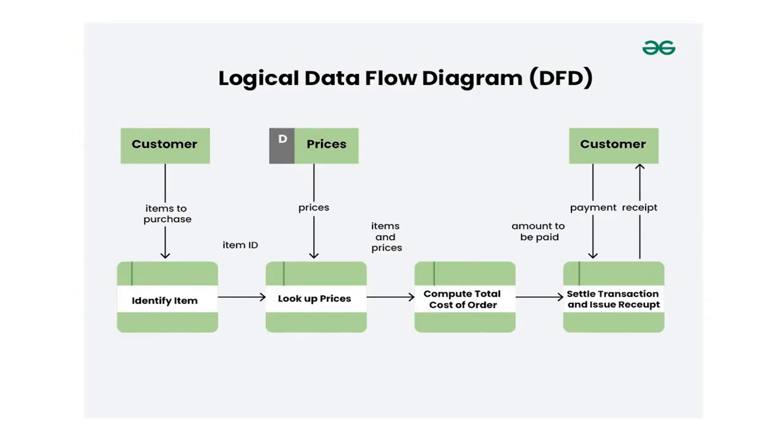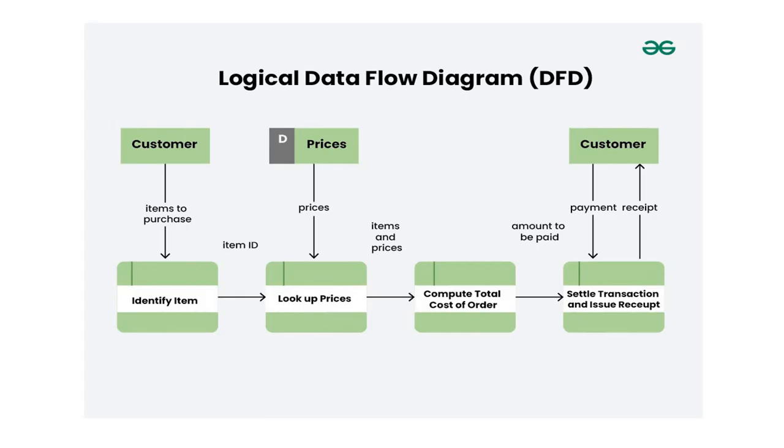So this is a logical data flow diagram in which the customer provides the items to purchase to identify the item. Then the item ID will be provided to look up prices, and from the prices database, prices will be sent to look up prices. Then both item and prices will be provided to compute the total cost of the order. Then the amount that has to be paid by the customer will be provided to settle the transaction and issue the receipt.